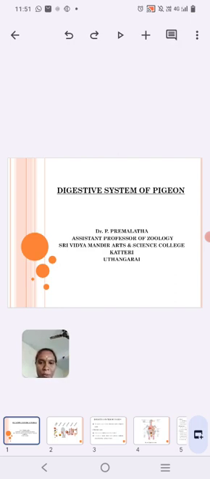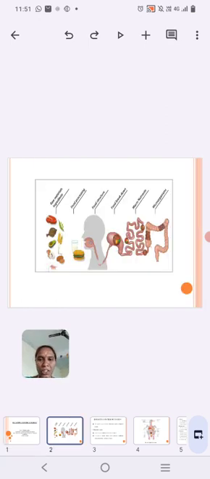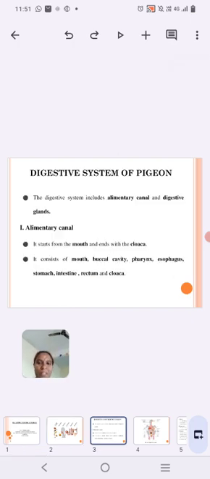Now I discuss the digestive system of the pigeon. Digestion is nothing but the conversion of complex food material into its simplest form. This image shows the digestion of food material. The digestive system of the pigeon includes the alimentary canal and digestive glands.